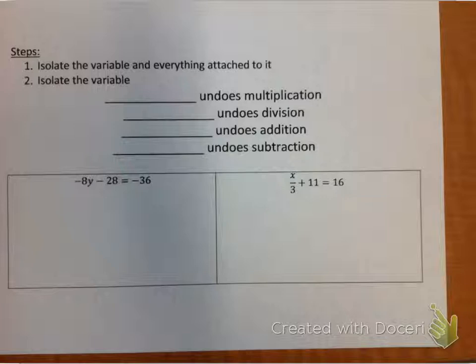The first one is negative 8y minus 28 equals negative 36. Remember, the first step is to get the variable and what's attached to it alone. So that would be negative 8y needs to be alone. But I have this negative 28 in the way. So negative, the opposite, would be positive. So I'm going to add 28, add 28. It's important that you put a plus sign here on these so that you know what you're doing. I've seen in your work, a lot of you are just doing this. You have to actually put the plus there so you know what's happening.